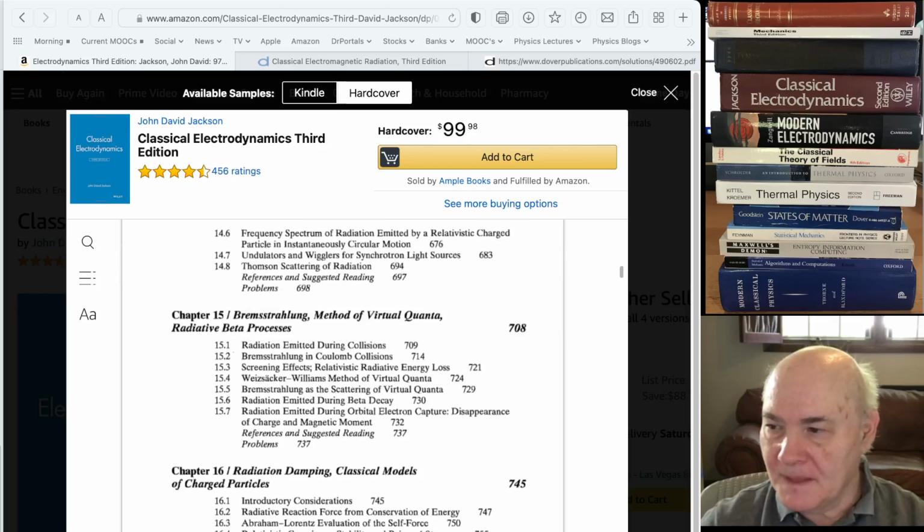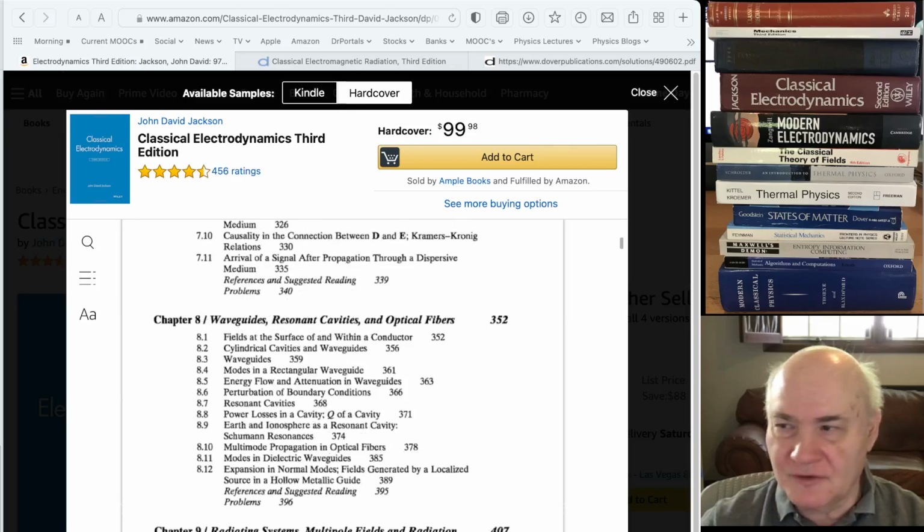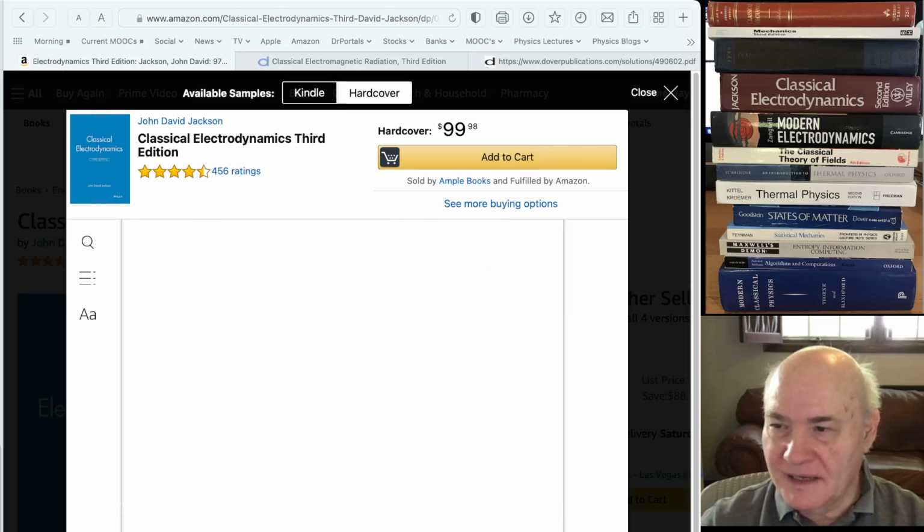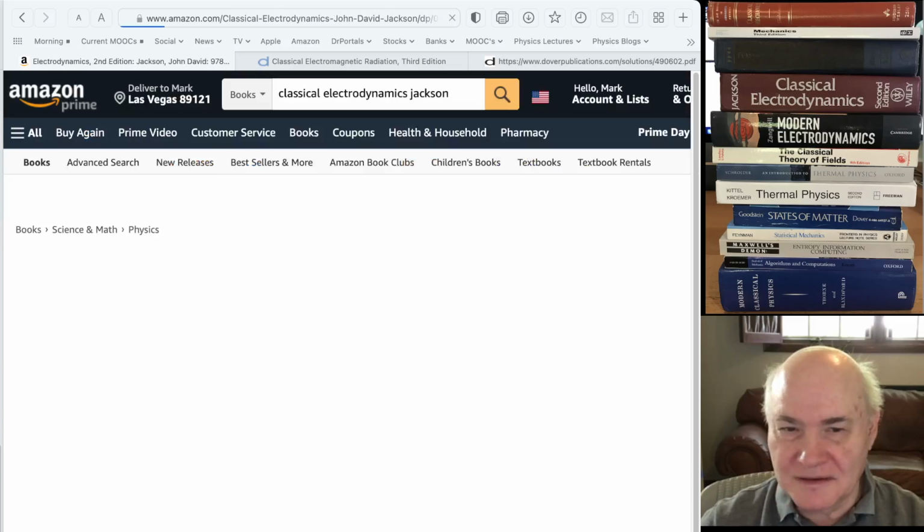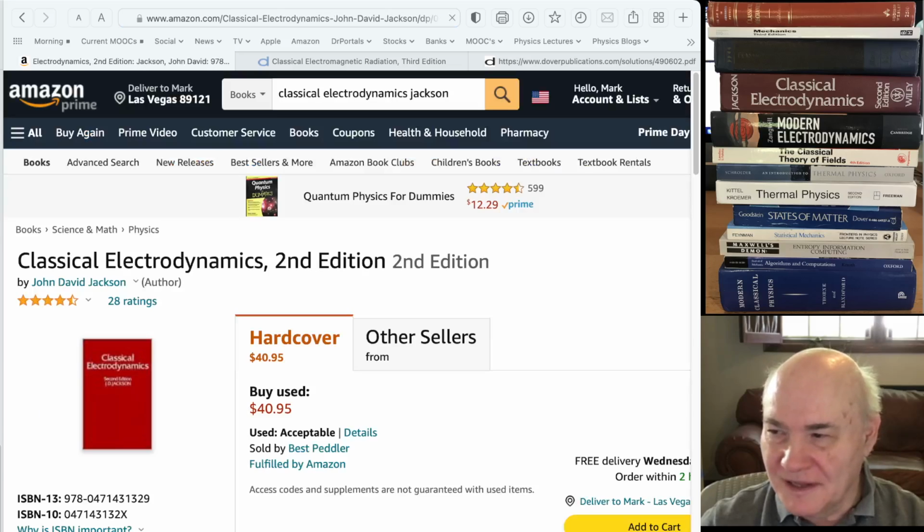And he added a little bit on radiation damping, and virtual quanta, I think. But for the most part, he didn't really add much in the third edition. So I kind of like the second edition. Got a better color as well. You probably can get it cheaper. And it's all CGS units. You don't have to look at those ugly electromagnetic equations in MKS units.